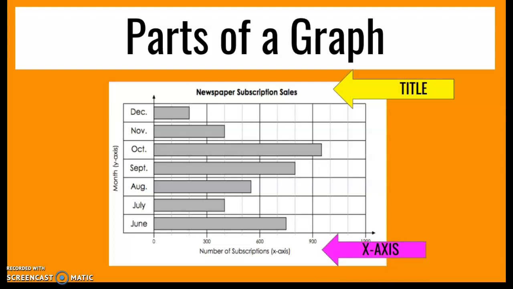Now this might be something you're not really familiar with, but on the bottom of the chart is the x-axis. That's what we call it. And I try to remember it that x is lower than y, and so it's always on the bottom. It comes before y in the alphabet. So the x-axis is on the bottom, and in this case, it is the number of subscriptions. And then the y-axis is along the side.